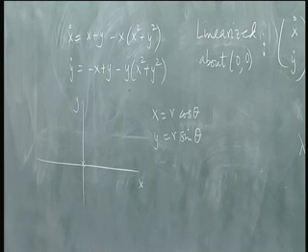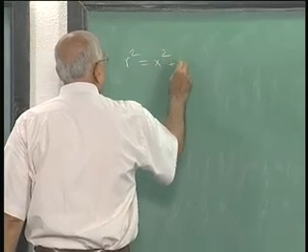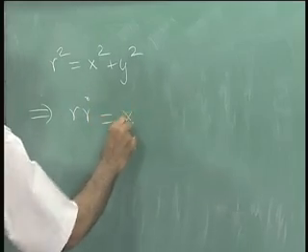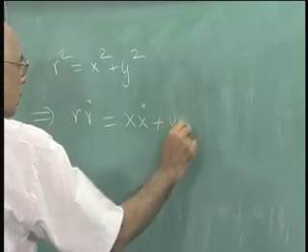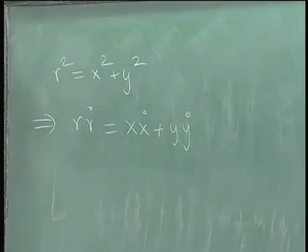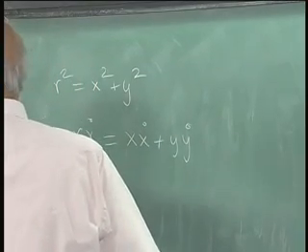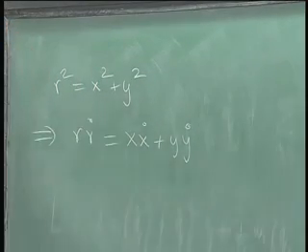So I have r squared is x squared plus y squared. This immediately implies that if I differentiate, r r dot is x x dot plus y y dot. Just differentiate both sides with respect to time. So what does r dot become in this case? I multiply by x dot here, so let us do that here.